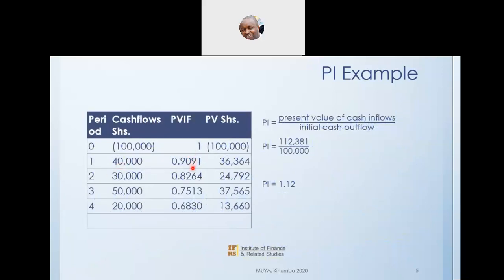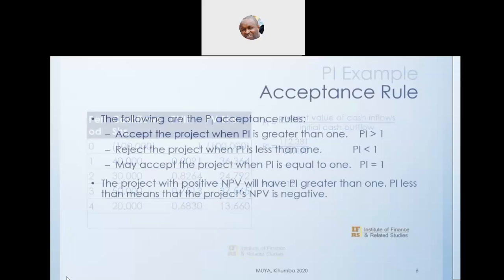Now, I've computed the PVs of all our cash flows. The present value of cash inflows, or the sum of present values of cash inflows, are these values here from year 1 through year 4, which give us 112,381. And we divide this by 100,000, it shall give us a PI of 1.12.